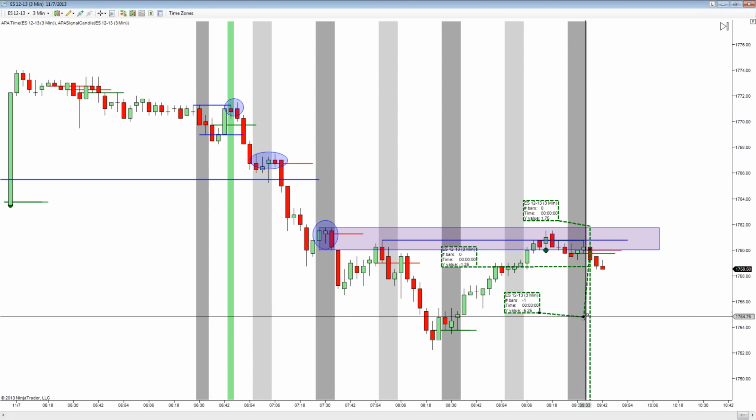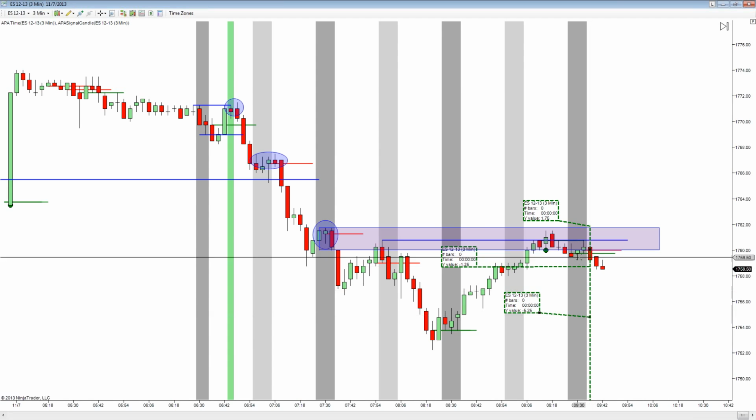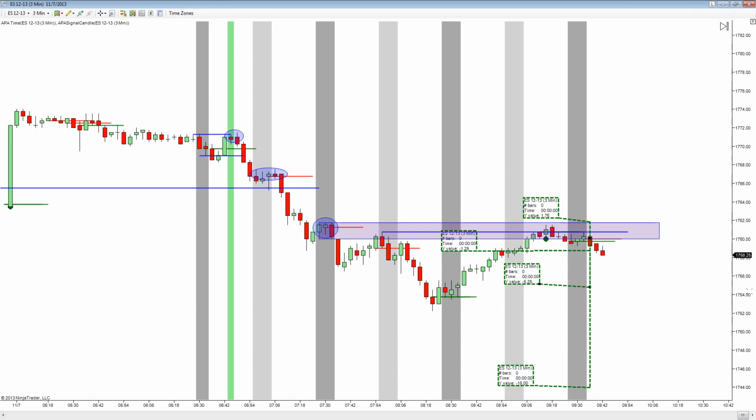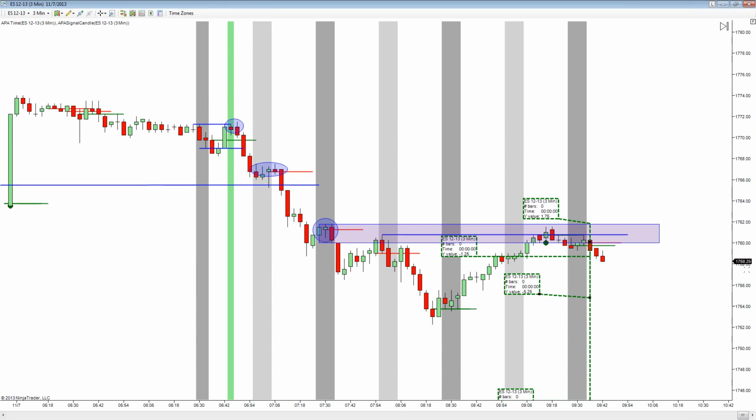But we don't want to be greedy. We want to play the range. So scalp, play the range, and then make it look good. So that's my ideas on that.